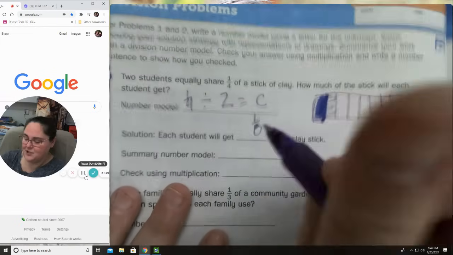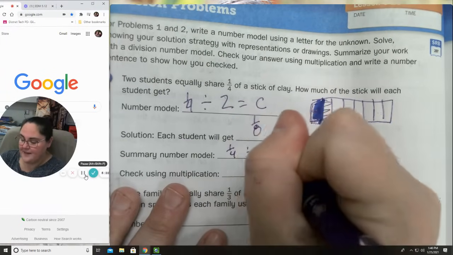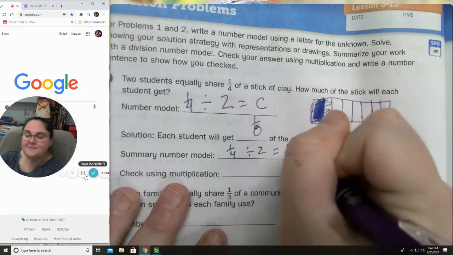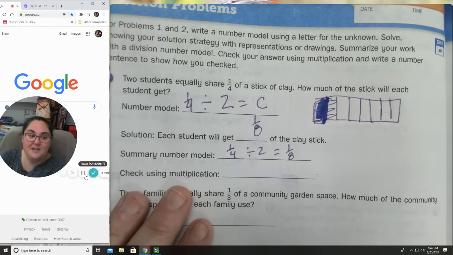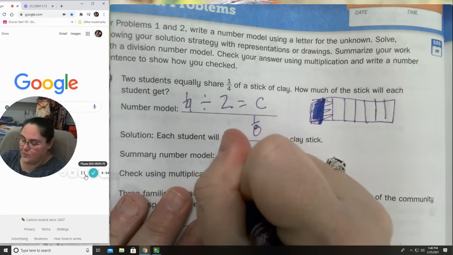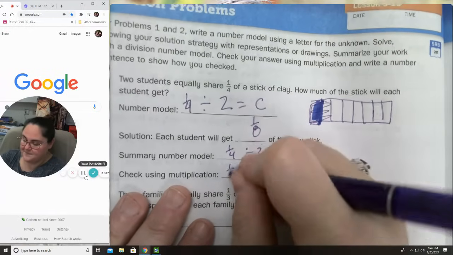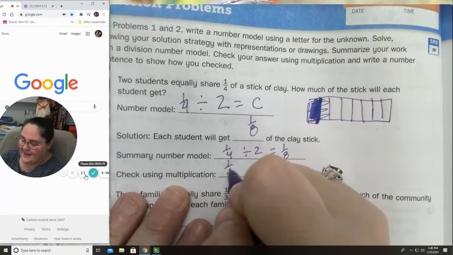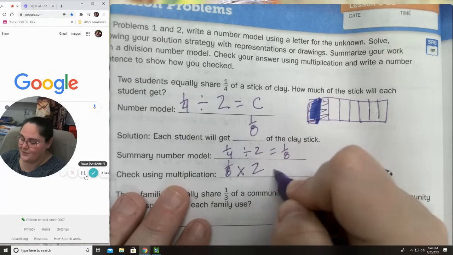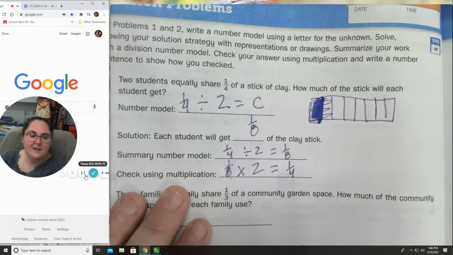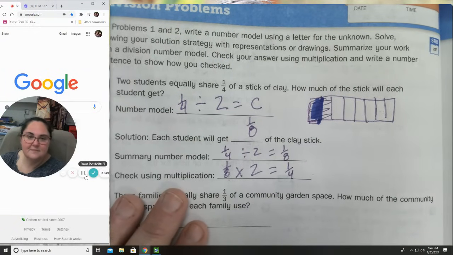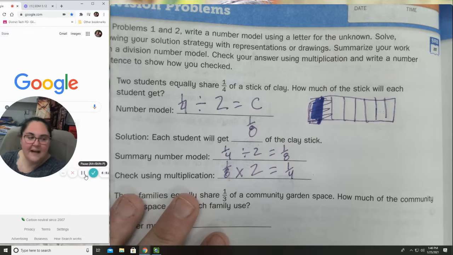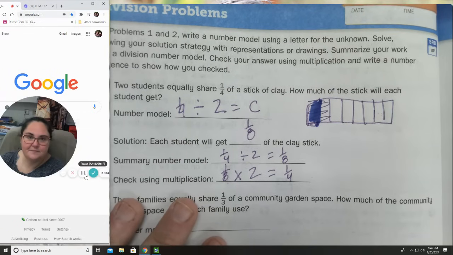My summary number model should be 1/4 divided by 2 equals 1/8. And my multiplication number model, just to check, should be 1/8 times 2 equals 1/4. That is my multiplication number model. I want you to take a minute and write that down.